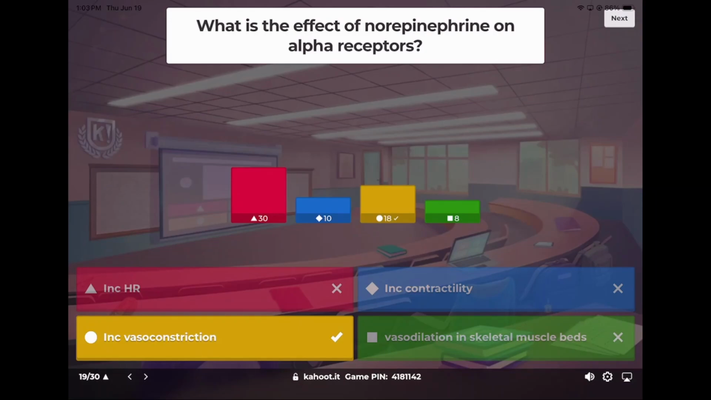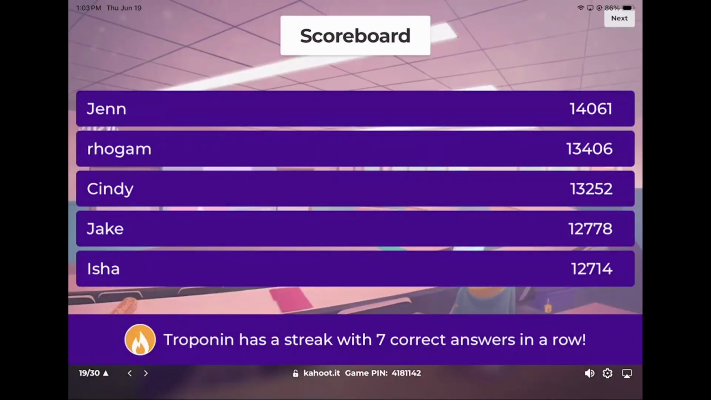Yes? So if it said beta, could it be the heart rate and contraction? Well, I would have to change the answers, but yes. If it was beta, it would be increased heart rate and increased contractility. That's the role for the beta receptors on the heart. Alphas are in the vasculature.